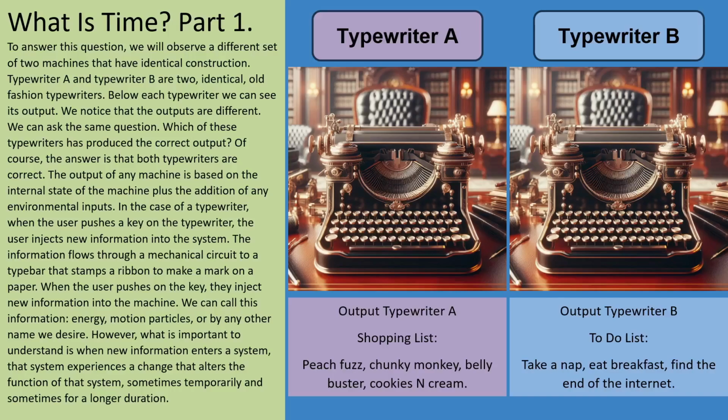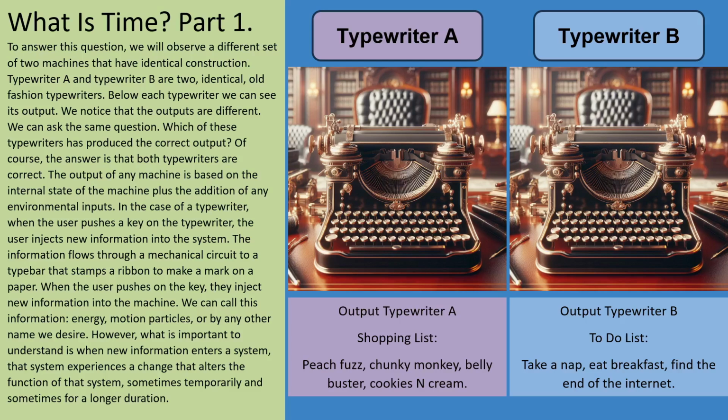To answer this question, we will observe a different set of two machines that have identical construction. Typewriter A and Typewriter B are two identical, old-fashioned typewriters. Below each typewriter, we can see its output. We notice that the outputs are different. We can ask the same question: which of these typewriters has produced the correct output? Of course, the answer is that both typewriters are correct.